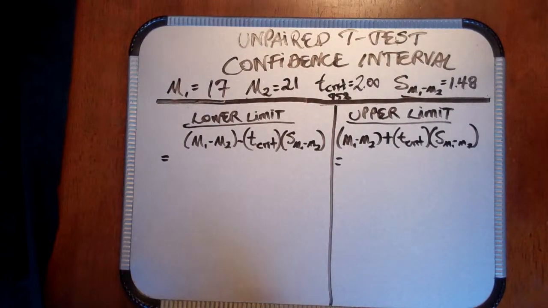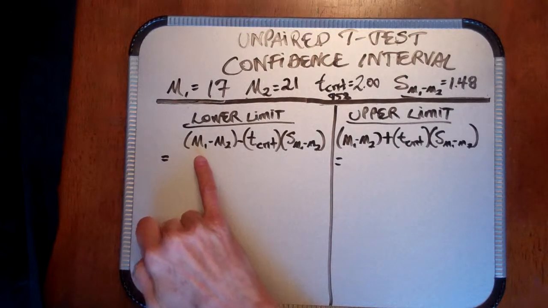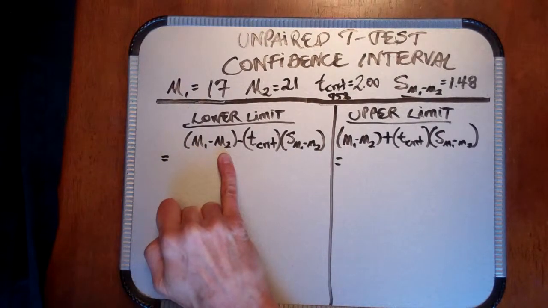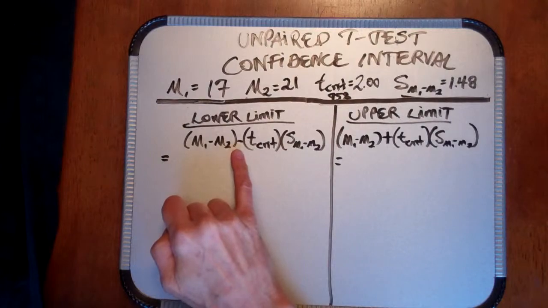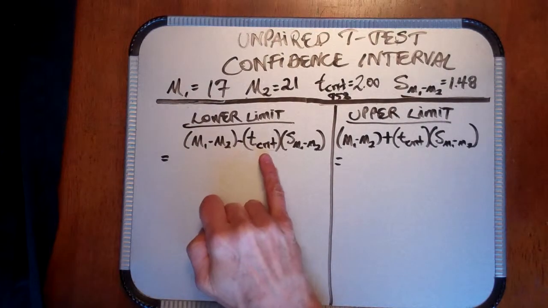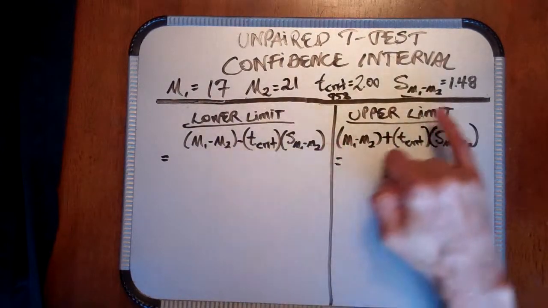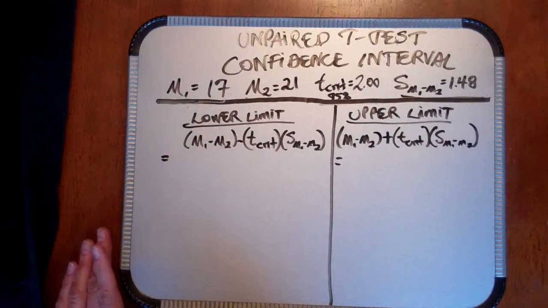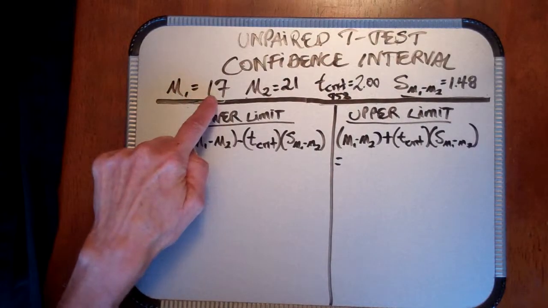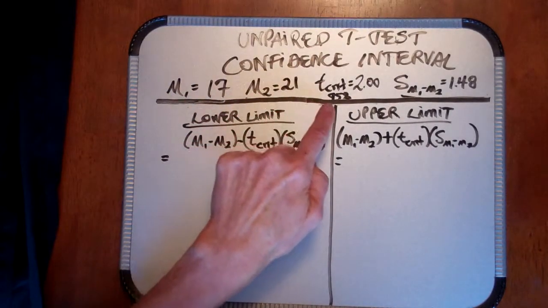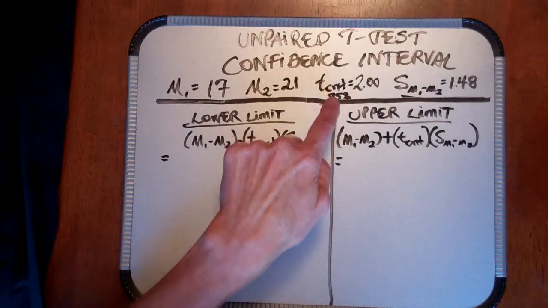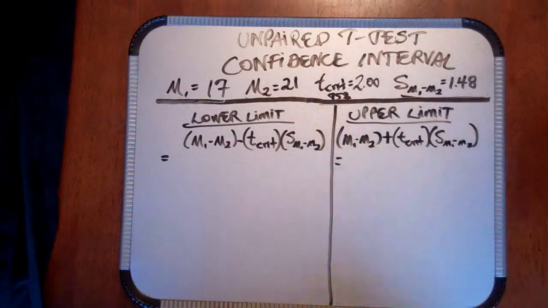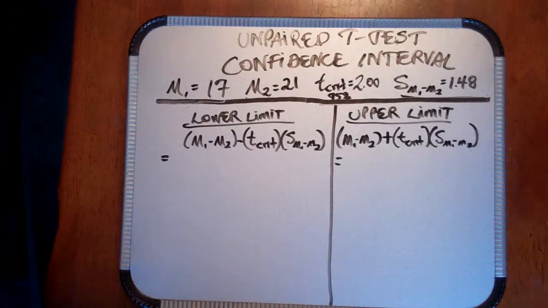In other words, your lower limit is calculated by taking the difference between mean 1 and mean 2, the means that you compared, and then you'll subtract from that the t-critical value times the standard error of the mean difference. And you've already calculated all of these values in your previous steps, right? So mean 1 was 17, mean 2 is 21, the 95% critical value for t is 2.0, and the standard error of the mean we previously determined to be 1.48, right?